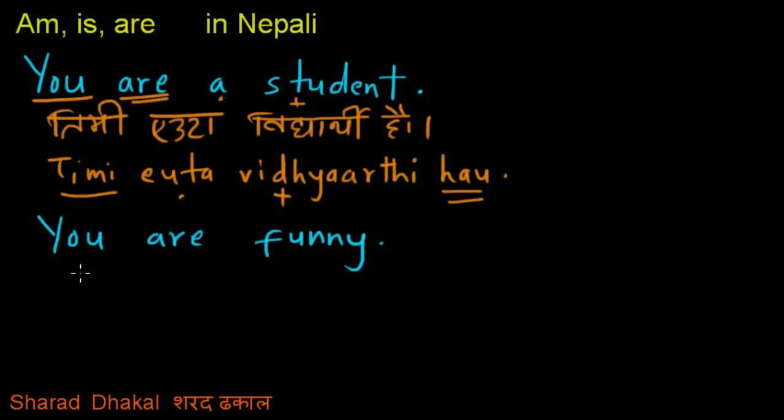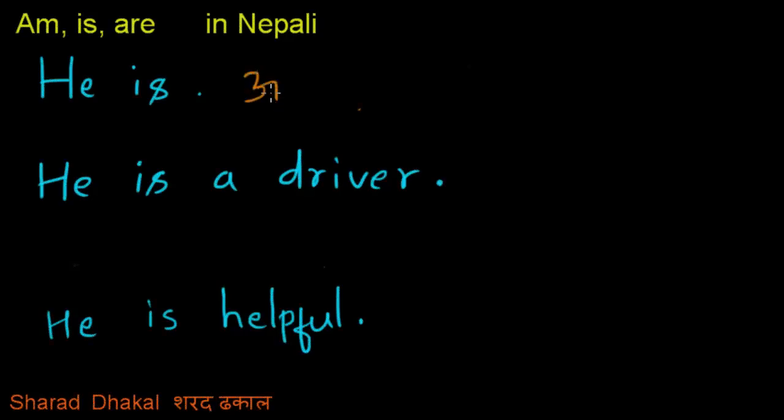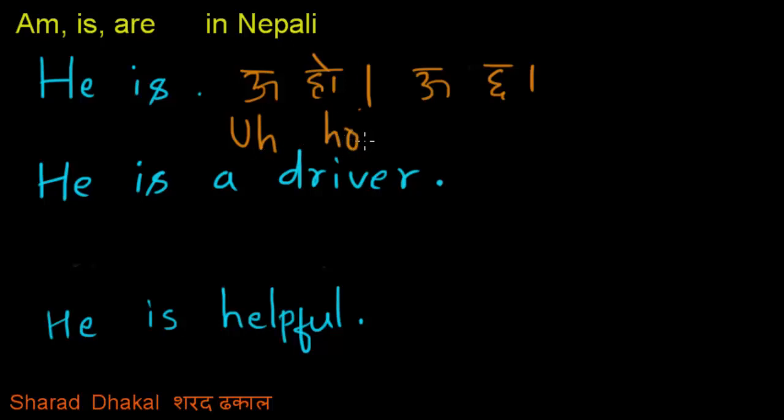Let us also look into this next example here. You are funny is timi ramailo chau. Timi ramailo chau. He is u ho or u cha. That is u ho or u cha. Here he is u and is is either ho or cha.